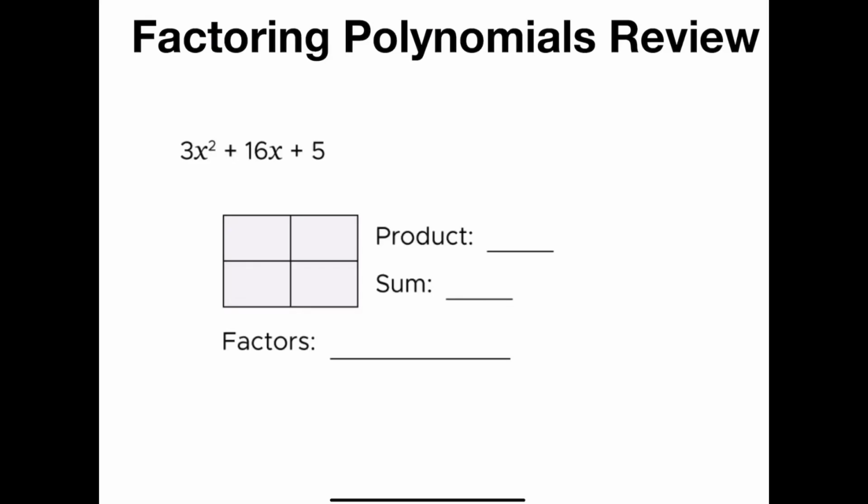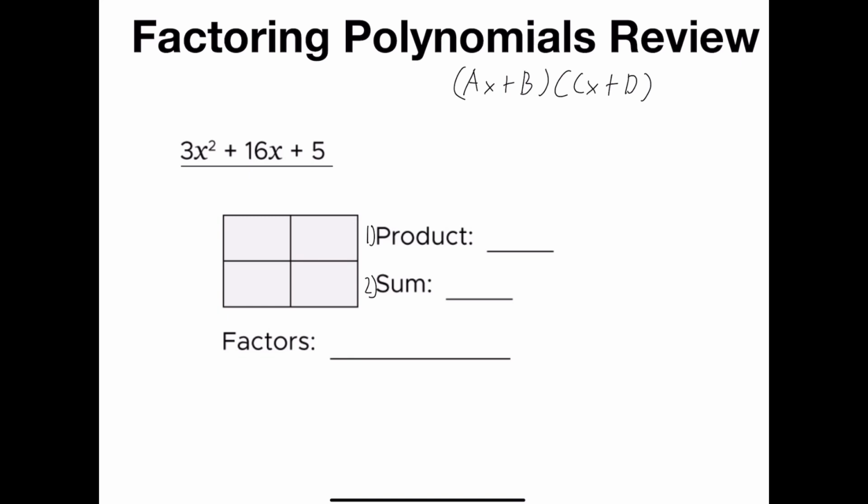So let's quickly review factoring polynomials. We're given our polynomial, and we can tell it's second degree because it has x squared, and we want to get it into factored form. In factored form, our goal is to get it to look something like this, right? One factor times another factor. Okay, and we start off by finding two things: the product and then the sum.